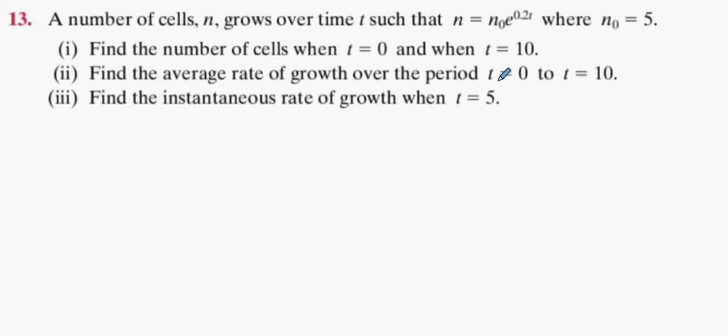Now, a number of cells grows in time such that your population is equal to n0 e to the power 0.2t, where n0 is 5. Okay. So why not just put 5 there? Everybody cool with that? Alright. Find the number of cells when t equals 0 and t equals 10.